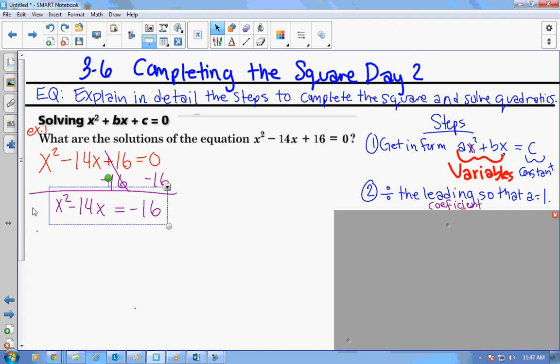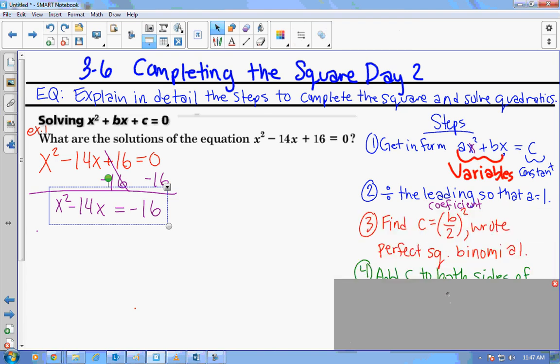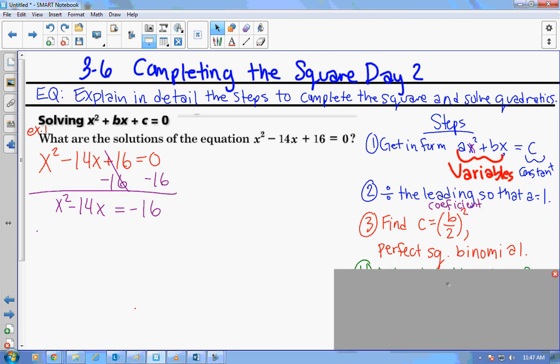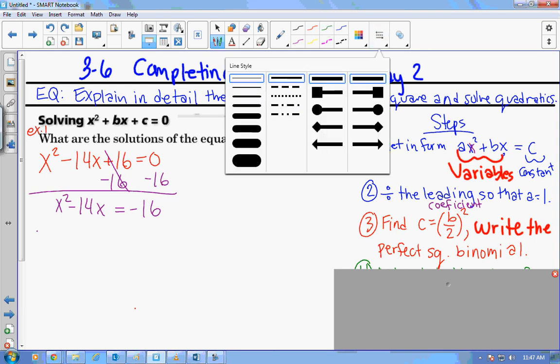Okay, step 3. We're going to find c that we learned how to do last time. And we also learned last time how to write the perfect square binomial. Okay, step 3, write c equals b over 2 squared. And we're going to write the perfect square binomial. We're trying to make this into a perfect square. Right now it's a partial square.